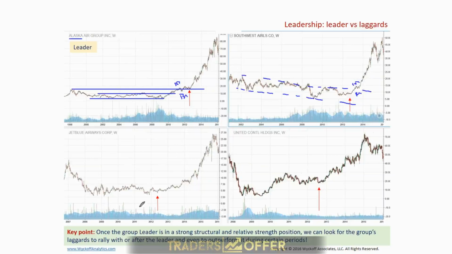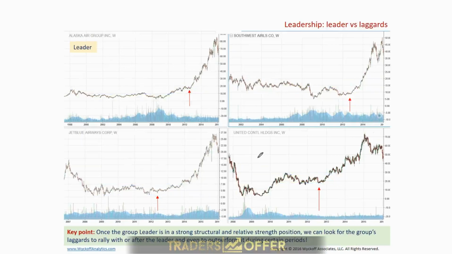And then for JetBlue, we're still in the trading range. And for the United, what's interesting is we had the original range here, and now we're having a reaccumulation. So that's probably a little bit more in line with the Alaska. But one of the key ideas is that a leading industry group will always have some kind of leader among the peers. And Alaska seems to be that leader.